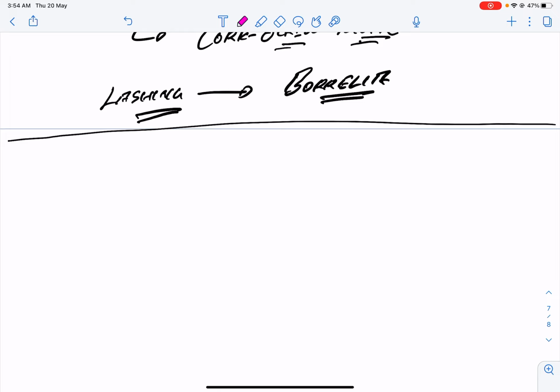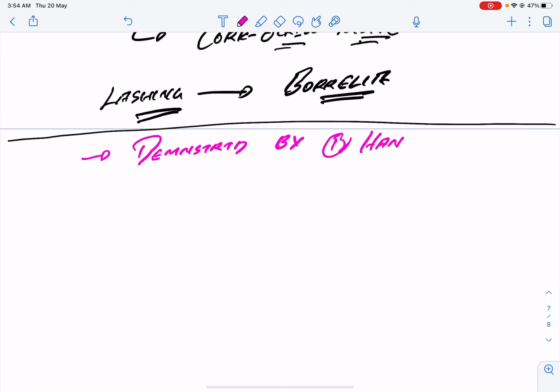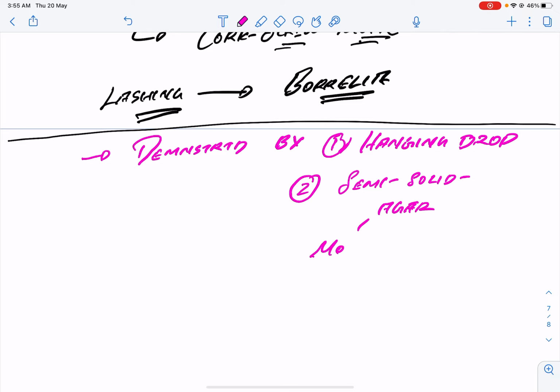Then remember a very important point. All these movements are demonstrated by what? We use something called the hanging drop method. Which method will we be using? Hanging drop. Or you can use semi-solid agar, that is also called motility agar.